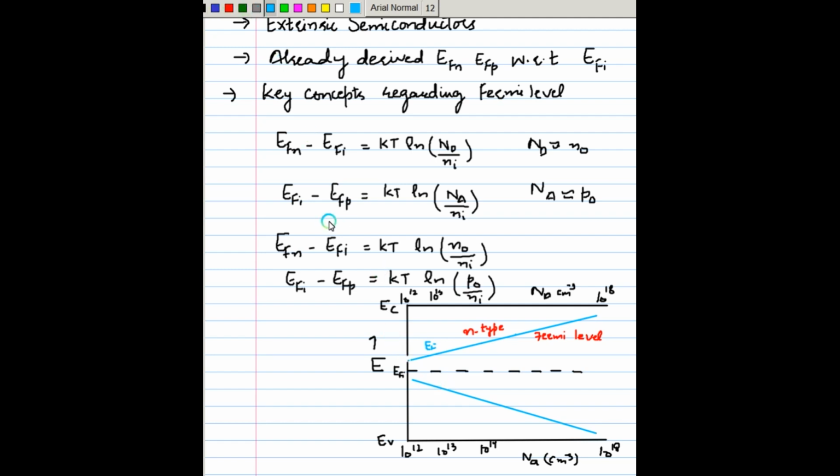And when the doping is increasing, obviously the Fermi level will move closer to the valence band. So this is for a p-type, and again this is the Fermi level. So from here we can conclude that the Fermi energy EF is a function of the doping concentration, whether it is the donor or the acceptor. So this is one important graph.